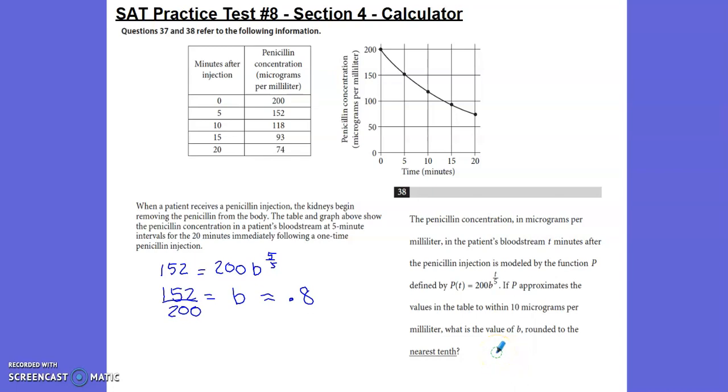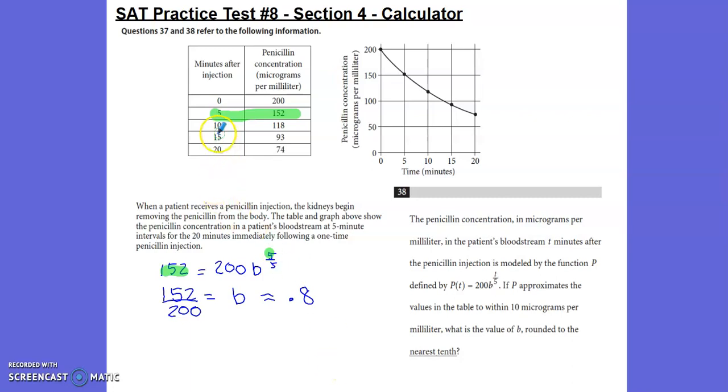What I thought to do here is take a data point from the table. I didn't want to go with the one that was 0 because that wasn't going to allow me to find my value for B. But if I go with this data point, if I put 5 in place of T and I put 152 in place of P, I can solve this for B. This is actually super easy because look at this exponent. 5 divided by 5 is actually 1. So this is really just 152 is equal to 200 times B to the first. If I type 152 divided by 200 into the calculator, I end up with a value that rounds to 0.8 when I round to the nearest tenth.